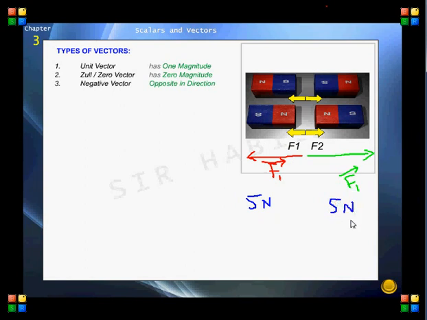Now you can understand very easily that the magnitude 5 is the same, and the unit Newton is also the same. But what's the difference between these two forces? Its direction is right to left and the other's direction is left to right. So this is F1 and this is the same F1 but opposite in direction. So that will be minus vector. This vector is called a negative vector.